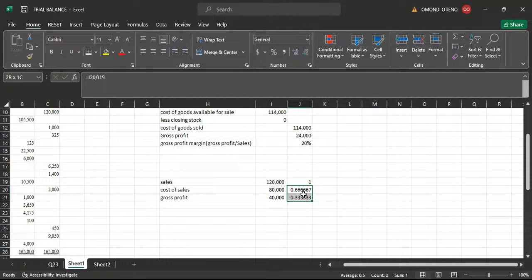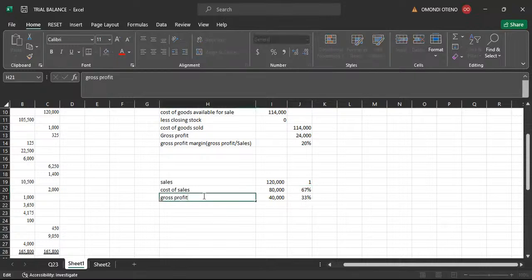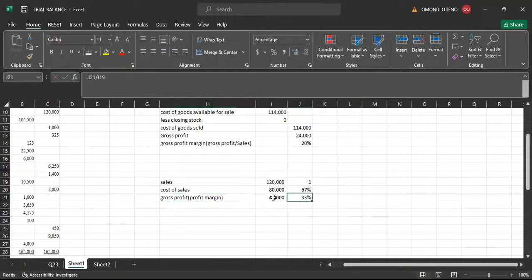So these are the percentages we are talking about. Let me insert the percentages so we are able to see them there. And this gross profit ratio is what we call the gross profit margin. It is gross profit divided by the sales value.